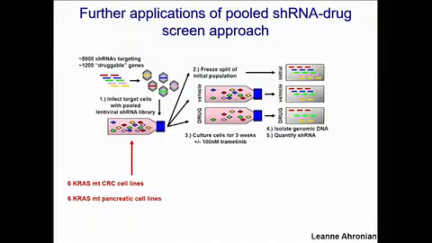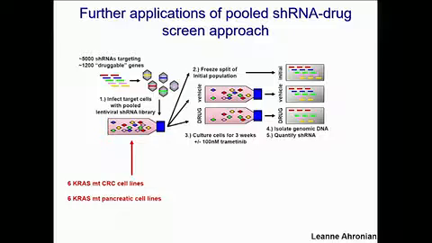So given the success of that initial pilot screen with 2 cell lines and the potential promise of this combination therapy, we decided to expand our efforts. We decided to do this screen again with now 6 KRAS mutant colorectal cancer cell lines and 6 KRAS mutant pancreatic cell lines. We did this with a new library, which I didn't update on this slide, of about 11,000 shRNAs covering all kinases.